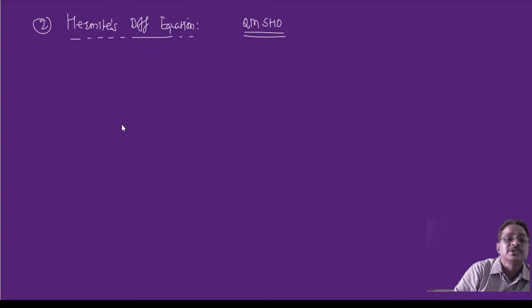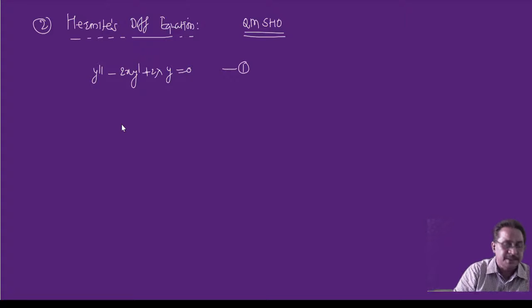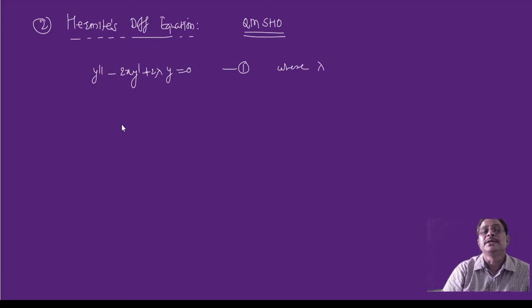The Hermite differential equation is of the form y double dash minus 2 x y dash plus twice lambda y is equal to 0. This is my standard form of the differential equation, where lambda is a constant.